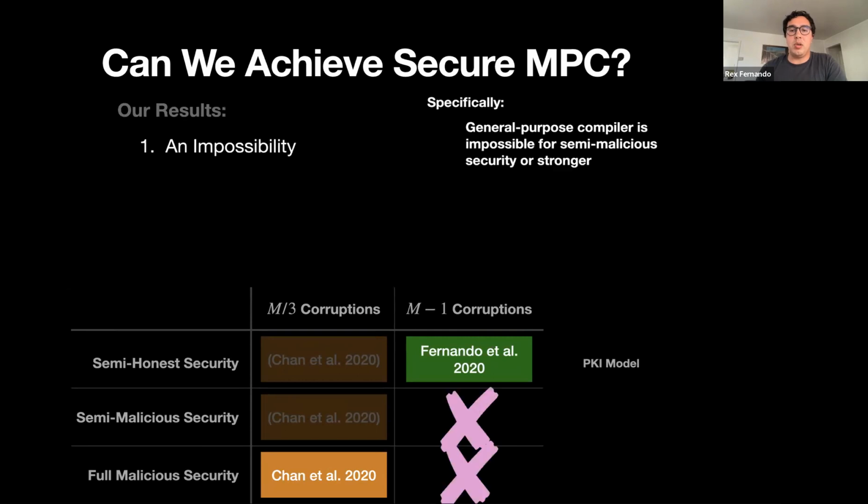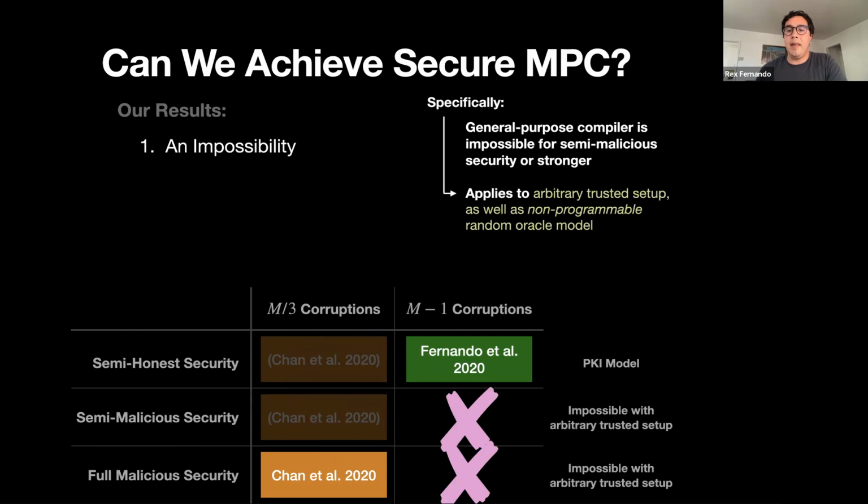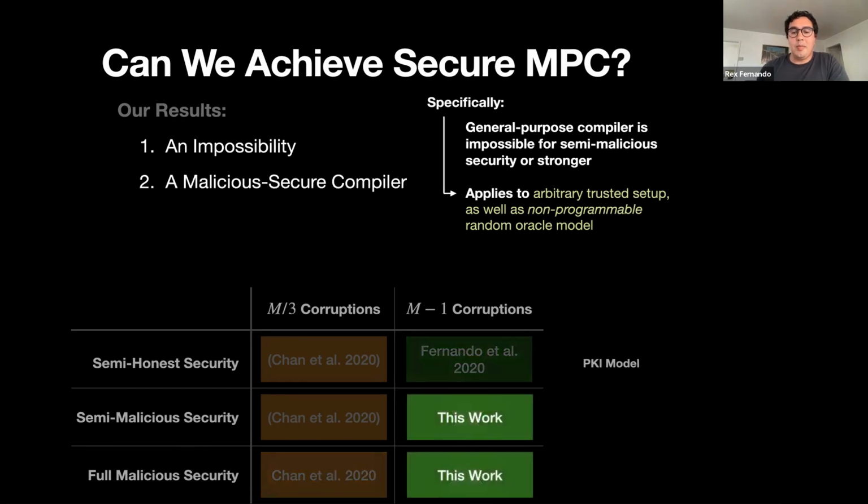Specifically, we show that it's impossible to get a general purpose compiler that achieves anything stronger than semi-honest security in the setting of all but one corruptions. And this impossibility result actually applies regardless of the trusted setup used. And our second result is a malicious secure compiler that works exactly in these two settings.